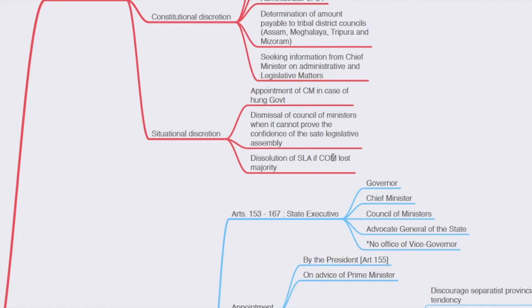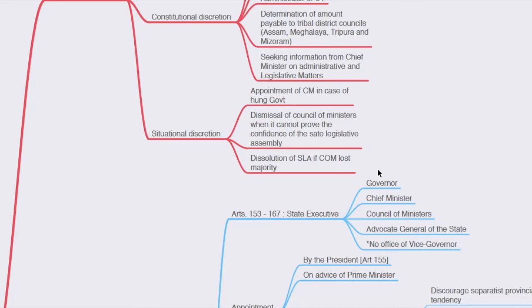He appoints the chief minister in case of hung government. So it's his discretion. He can dismiss the council of ministers when it cannot prove the confidence of the state legislative assembly. And he also has the discretion to dissolve the state legislative assembly if the council of ministers lose the majority. So these are his situational discretion.